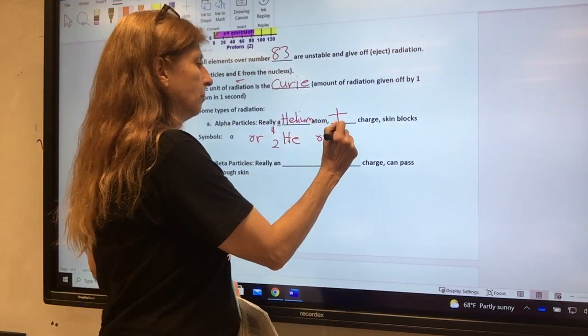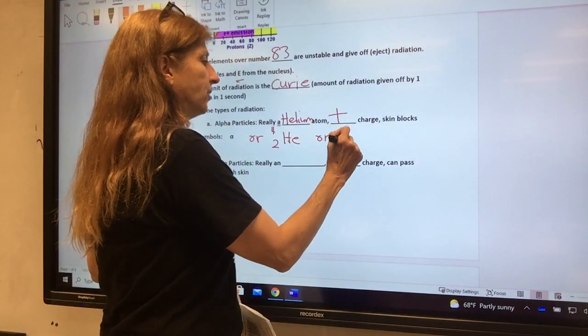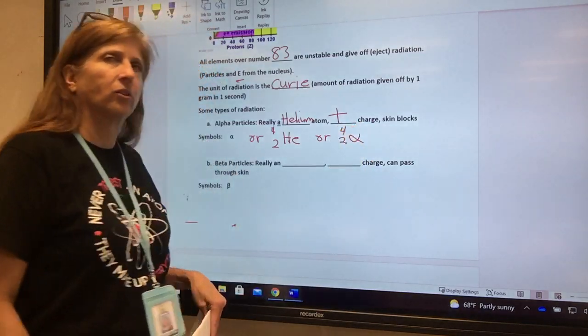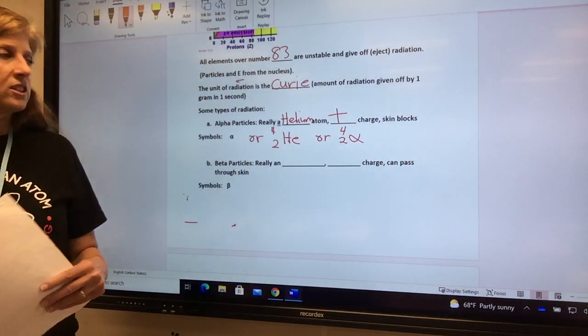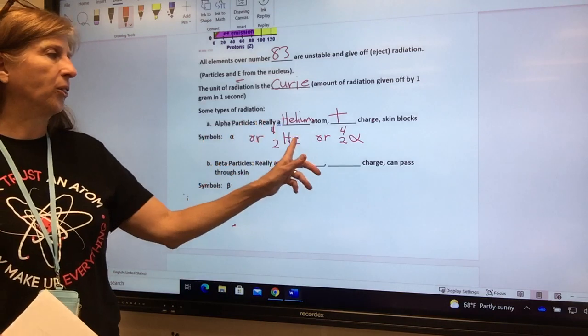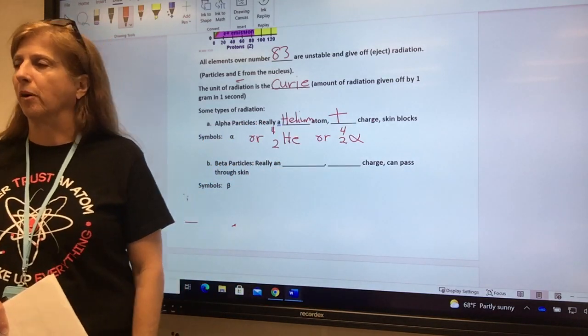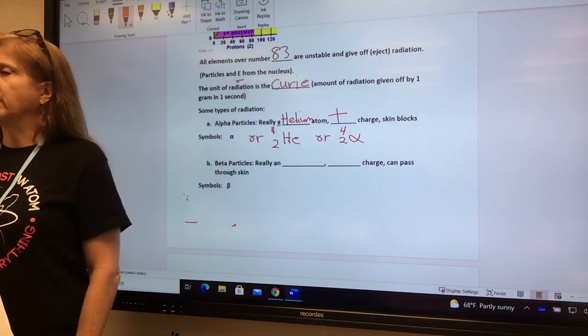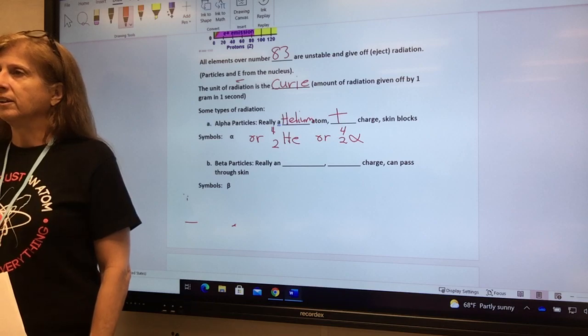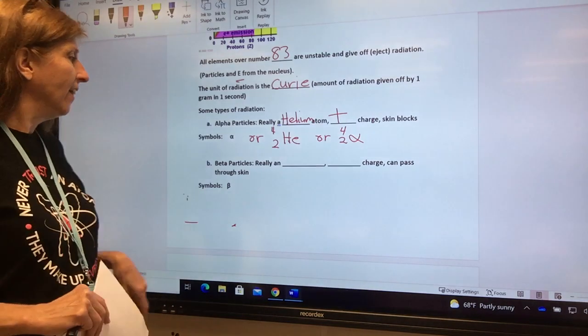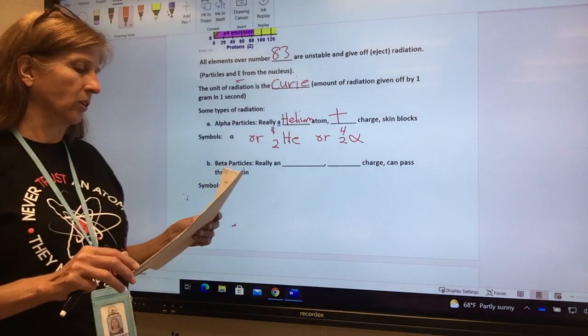Sometimes for the symbol, they'll have the 4 and the 2 and the alpha particle symbol, the little fish. So you need to be able to know that all 3 of these stand for alpha particles. Are we good so far? Yes? Okay. The next one is called beta particles.